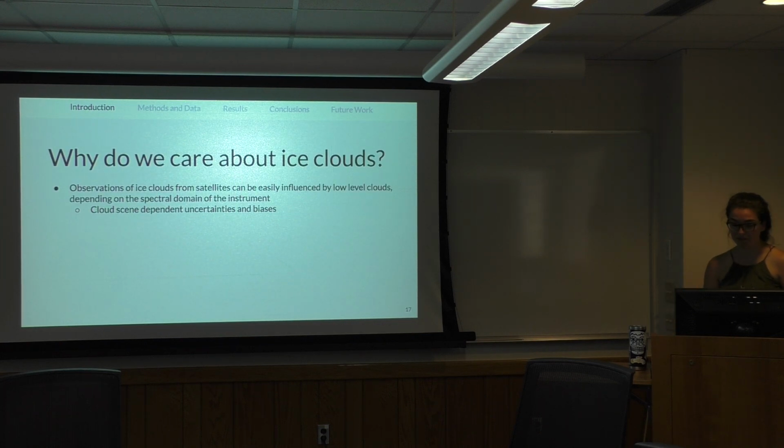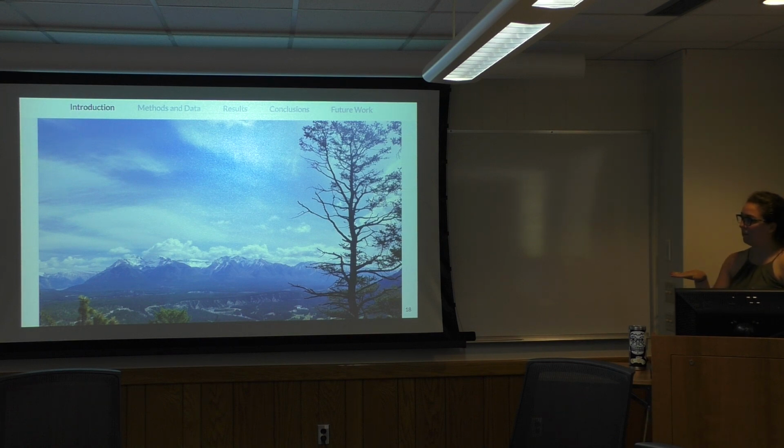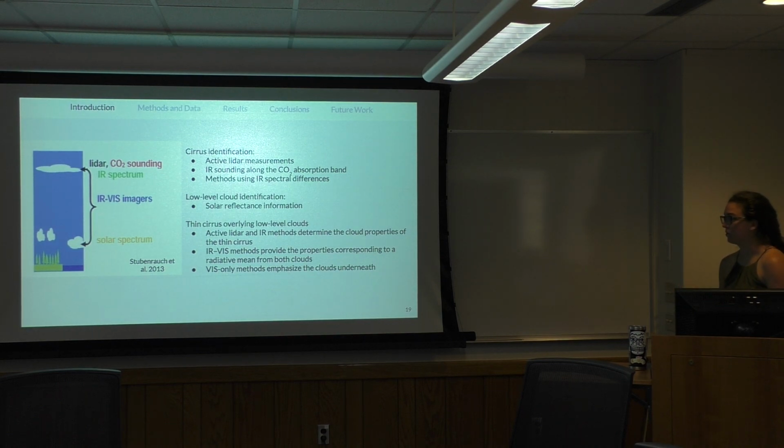So as we saw in the previous slide, observations of ice clouds aren't great, and they can be easily influenced by lower level clouds depending on the instrument that we're using to measure these properties. So in an example like this, where we have our ice clouds at the top and then liquid clouds closer to the surface, depending on the instrument you use, you'll be sensitive to different parts of that column. So LiDAR and parts of the IR spectrum are really good for capturing the cirrus clouds, whereas using a solar spectrum is good for the lower clouds, but the signal can get complicated with the presence of lower clouds.